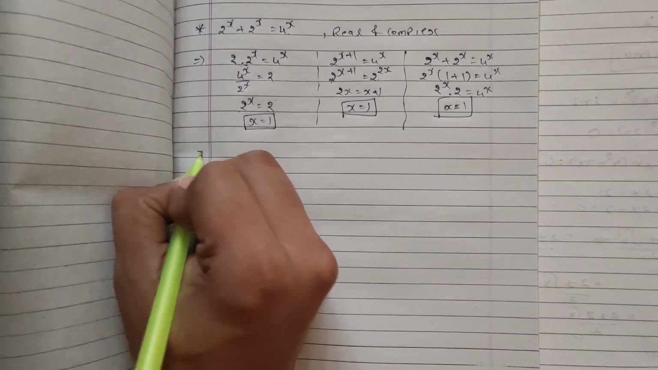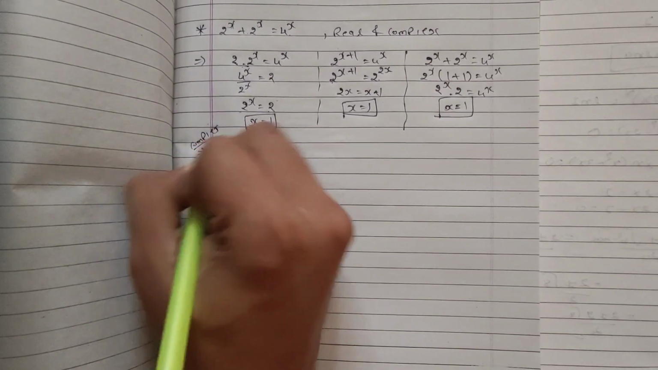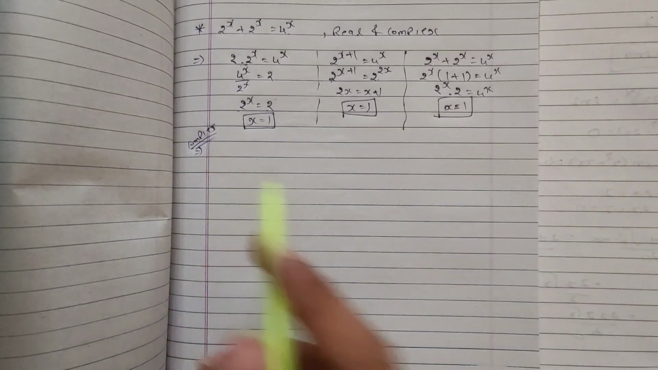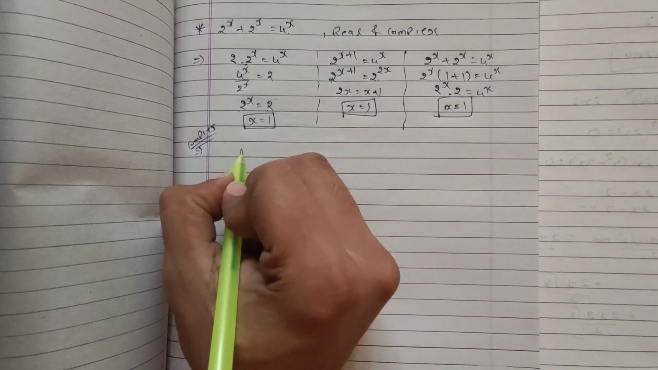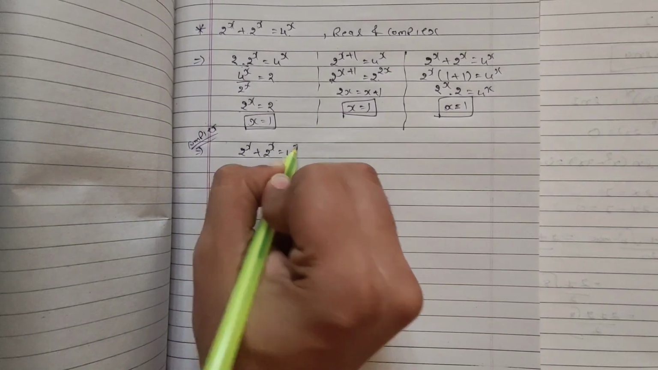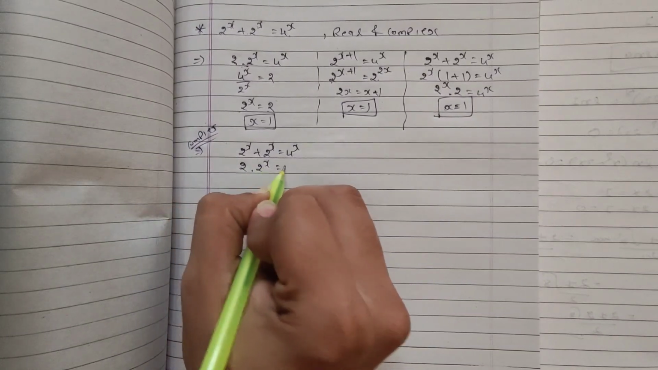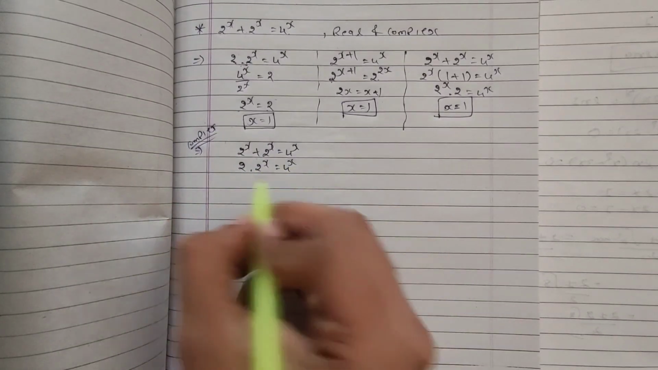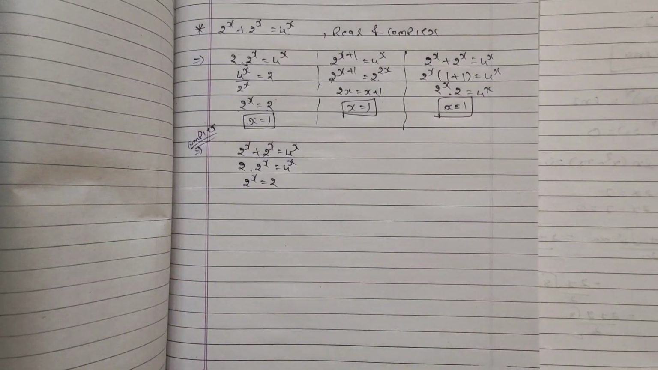But now let's talk about complex solutions. This is going to be a very interesting part, so pay attention throughout the video. How do we find complex solutions? First of all, let me rewrite the question: 2 raised to x plus 2 raised to x equal to 4 raised to x. Now I can write this as 2 into 2 raised to x equal to 4 raised to x, so I can write 2 raised to x equal to 2. I hope this much is clear for everyone.